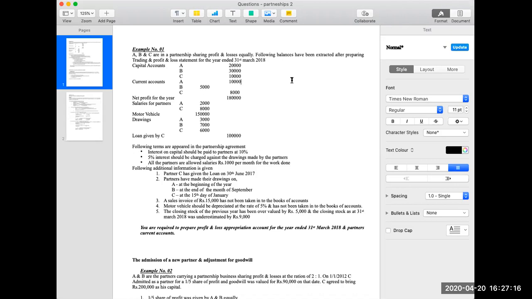The following additional information is given. Partner C has given a loan on 30th June 2017. Partners have made their drawings: A at the beginning of the year, B at the end of the month of September. C, we will make it 1st January, then it's easy to calculate. So C, 1st of January.